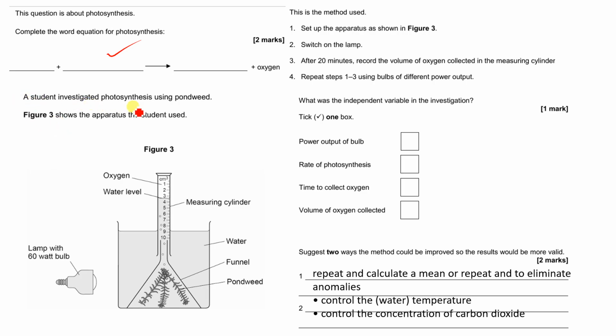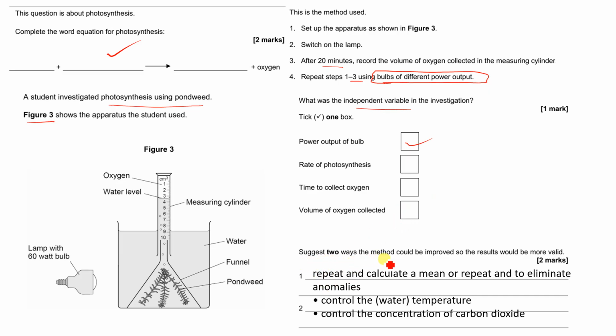That's what it means. A student investigated photosynthesis using pondweed. Now figure 3 shows the apparatus the student used. Now this is the method used. 1, set up the apparatus as shown in the figure, switch on the lamp. After 20 minutes, record the volume of oxygen collected in the measuring cylinder. Now, repeat steps 1 to 3 using bulbs of different output. So that was changed. What is the independent variable? It is the power of the bulb. That was changed using different intensity of bulbs.